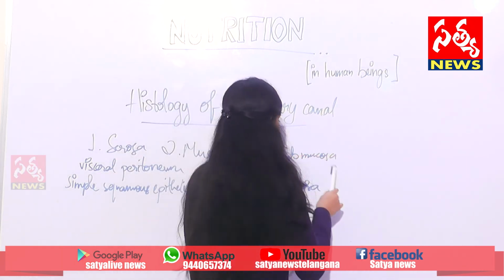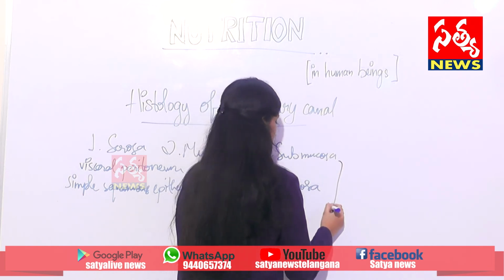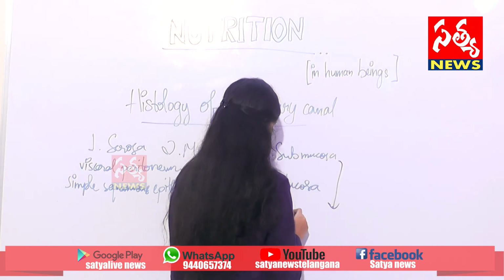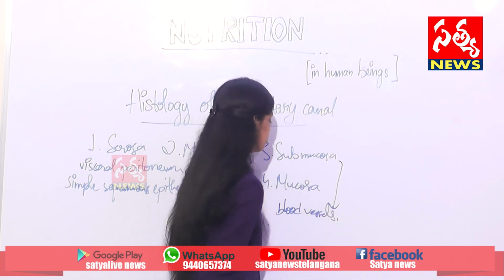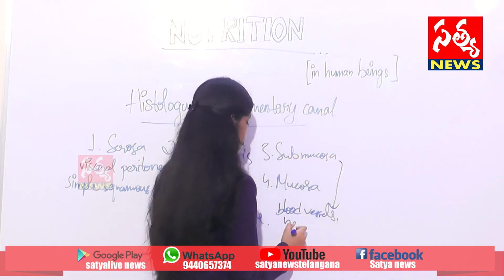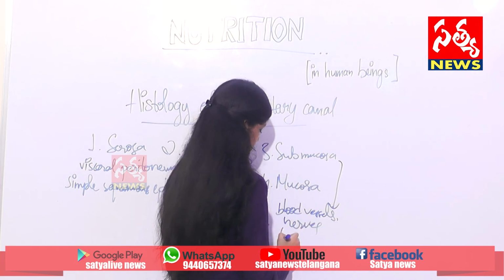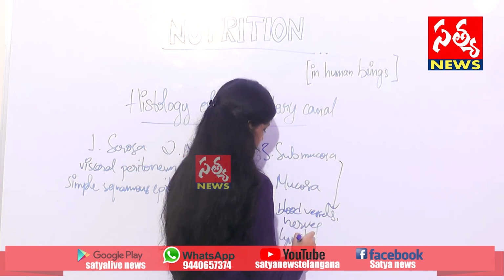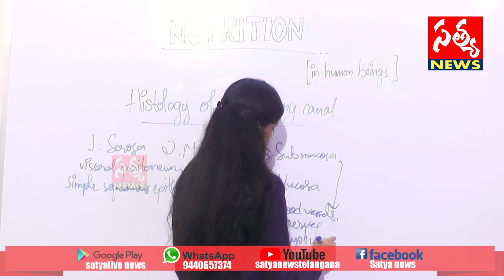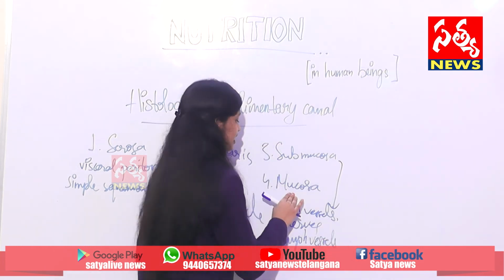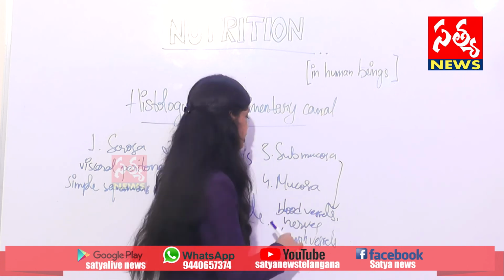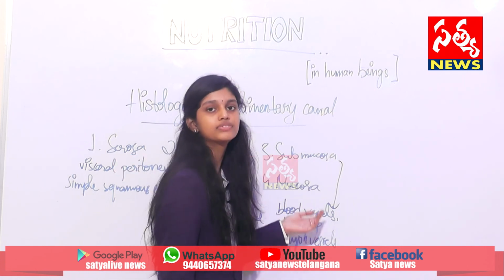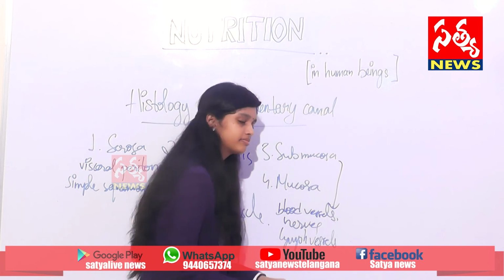Now going with the submucosa layer, this layer consists of blood vessels, nerves and lymph vessels. And the final layer, mucosa. This is the innermost layer of all the layers, and it consists of secretory and absorptive cells.